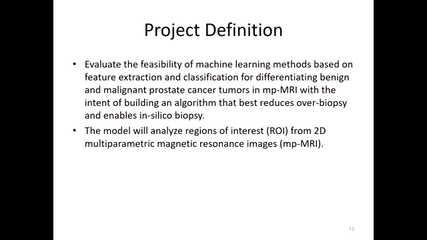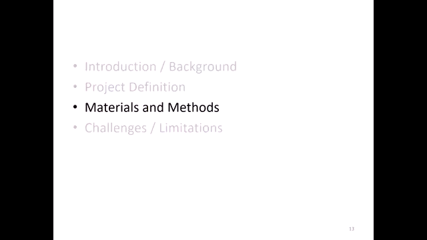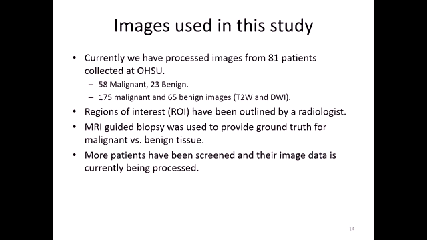The model will analyze regions of interest from two-dimensional multi-parametric images. Okay, tools and methods. So, the images we have. Currently we have processed images from 81 patients collected here at OHSU. Those 81 patients break down into 58 malignant and 23 benign. And from these, we can get 175 malignant and 65 benign images.